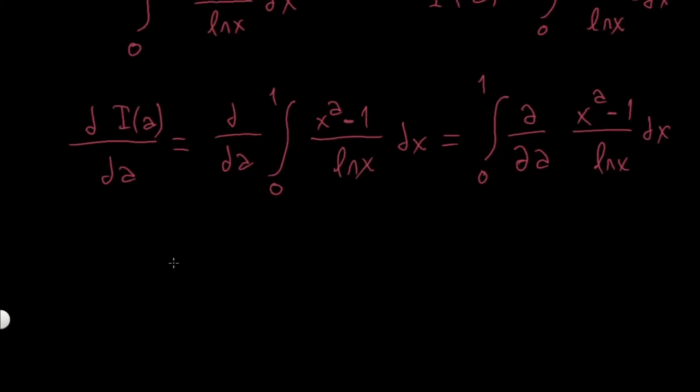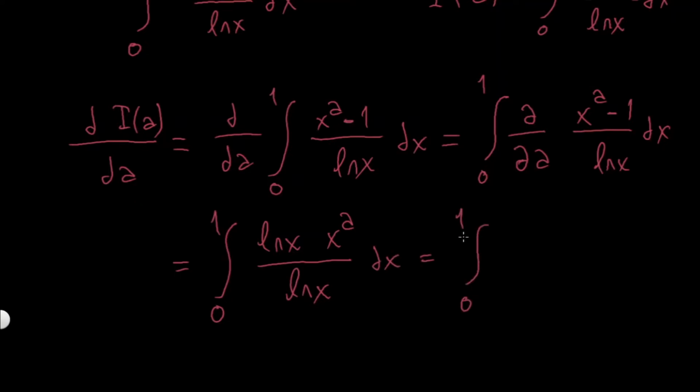If we differentiate this with respect to a, differentiating x to the a with respect to a, I will get ln x times x to the a. And this is why we are doing this, to get rid of this ln x at the bottom. So this is equal to the integral from 0 to 1 of x to the a dx.